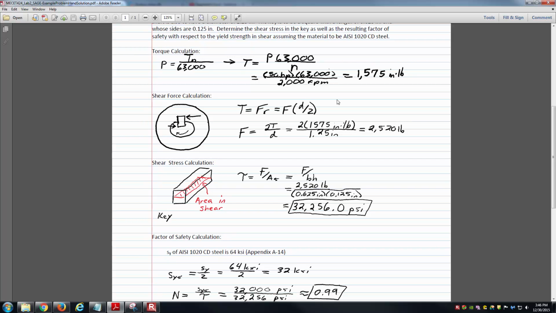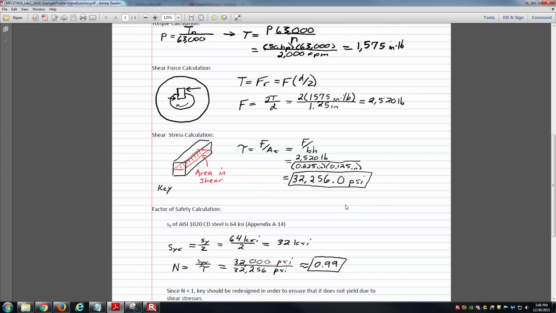You've got to figure out that area in shear, which I've got shaded in red there, to get the shear stress. That's a direct shear stress application, and you basically would think of the shear stress being uniform all in that shaded area. All that looks like around 32,256 psi.